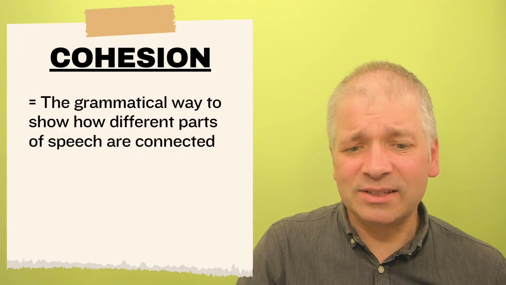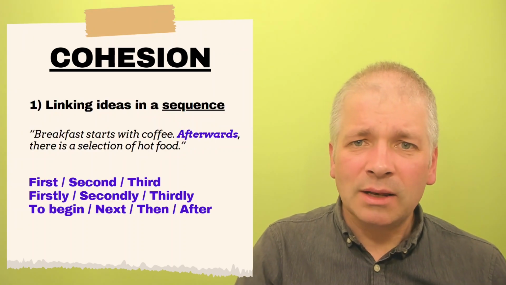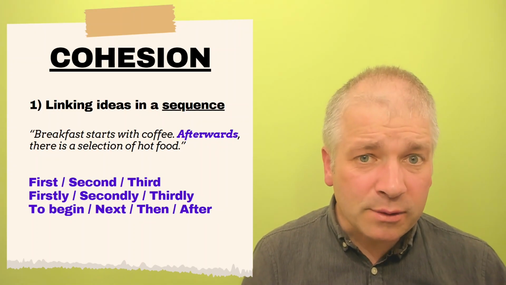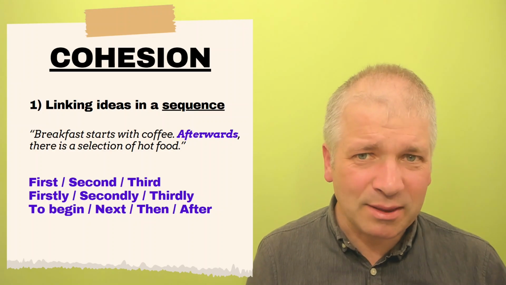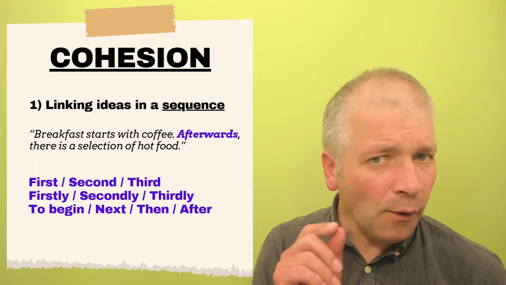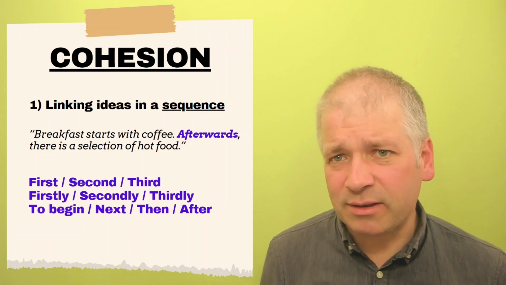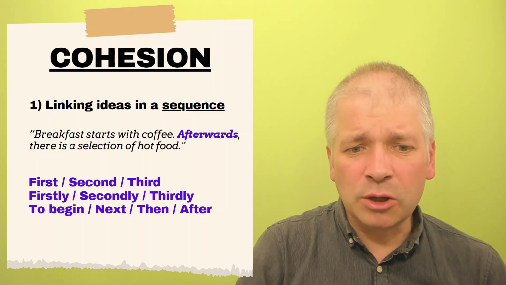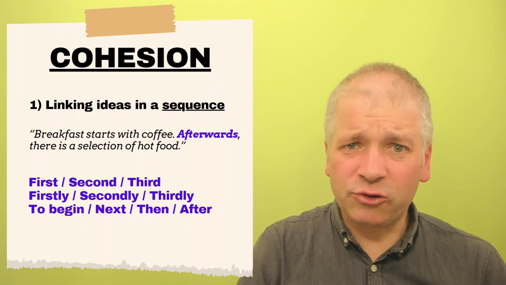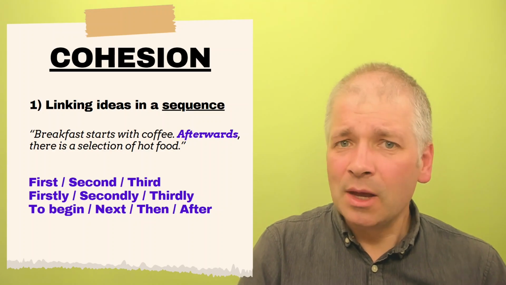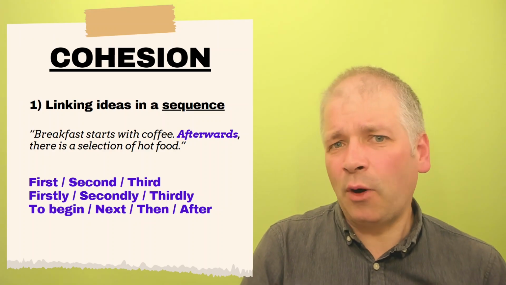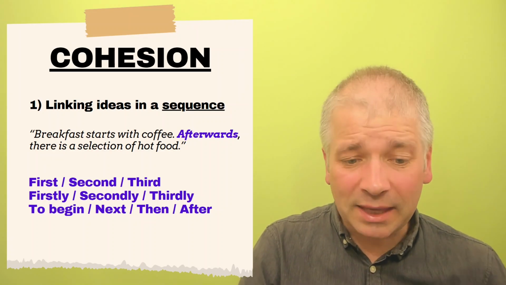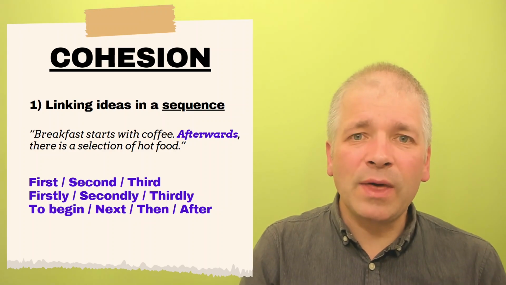Let's look at this in more detail. Let's imagine we have a sequence of events, such as in the example here. Breakfast starts with coffee. Afterwards, there is a selection of hot food. Afterwards indicates that the next item will follow the item before, and it's a grammatical indicator to us using a linking word, or a transition signal as some call it. There are many of these linking words for ideas in a sequence. We could use first, second, third, firstly, secondly, thirdly, to begin, next, then, after, and there are more.